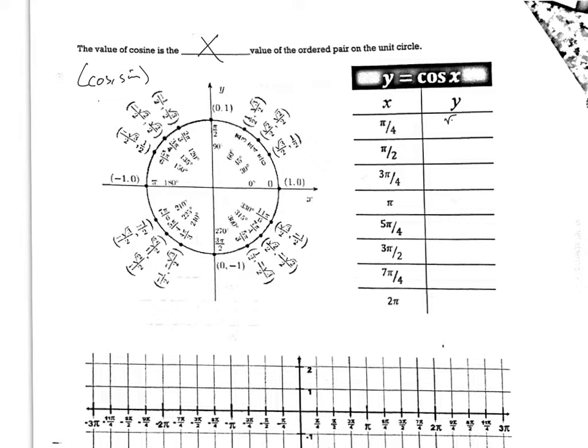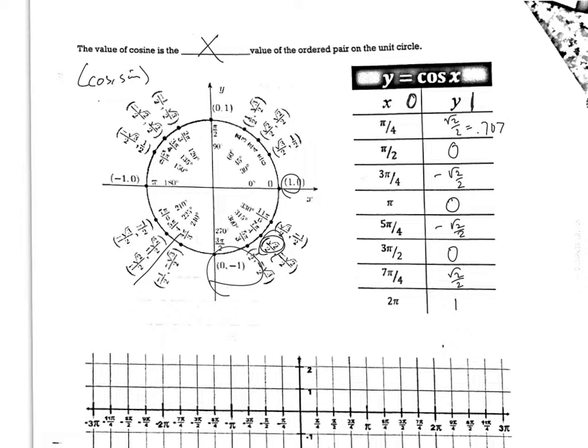So at pi over 4, it's radical 2 over 2, which we already know is 0.707. At pi over 2, it's 0. 3 pi over 4, negative radical 2 over 2. At pi, it's -1. 5 pi over 4, now we're down here, it's negative radical 2 over 2. 3 pi over 2, straight down, 0. 7 pi over 4, now we're coming back up, so it's positive radical 2 over 2. And 2 pi, back to where we started. I know 0 isn't on there, but that's a 1. So let's put 0 on here, and let's put the 1.